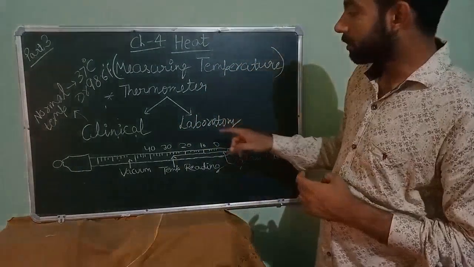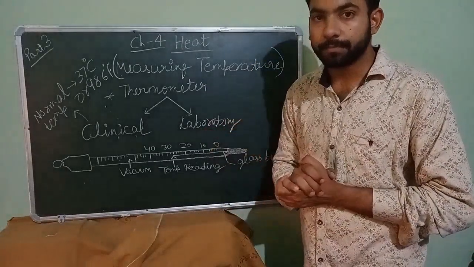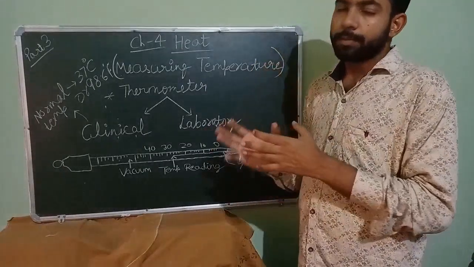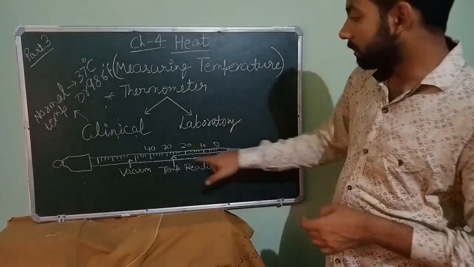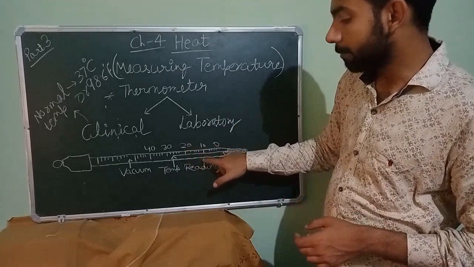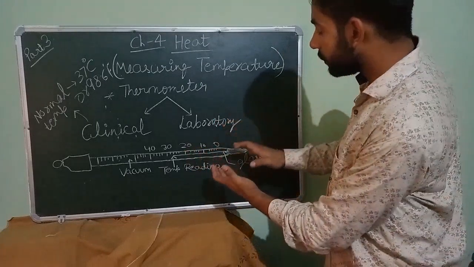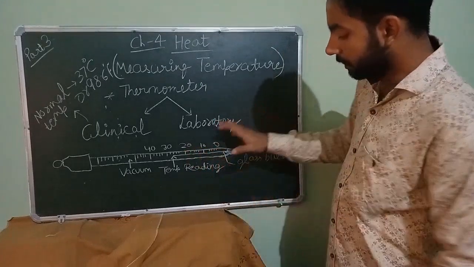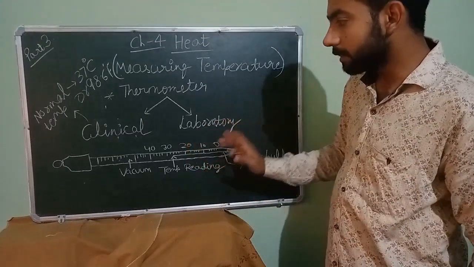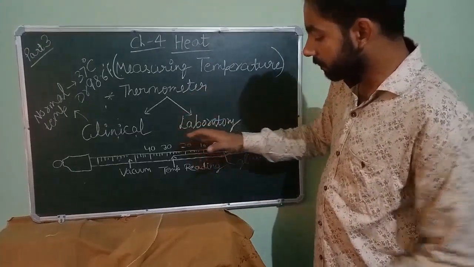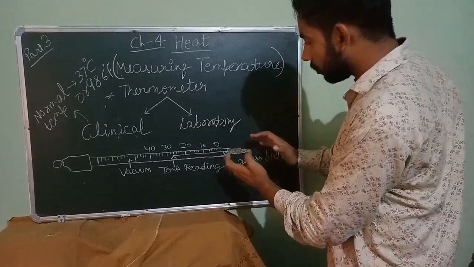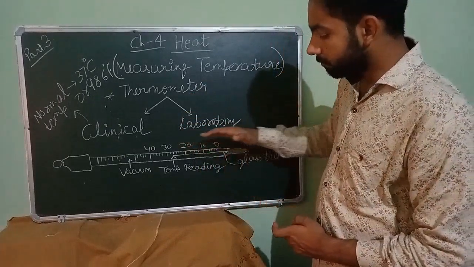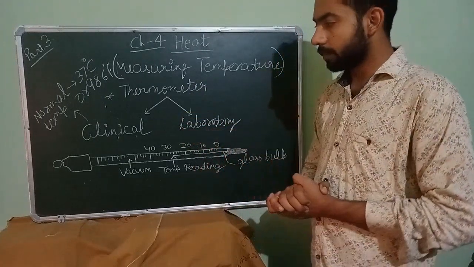Our next type of thermometer is laboratory thermometer. The laboratory thermometer is used in the labs to measure the readings. This is a diagram of laboratory thermometer. In lab we use laboratory thermometer to take temperature reading. This is a liquid in glass thermometer. This uses the expansion of liquid to take reading accurately.